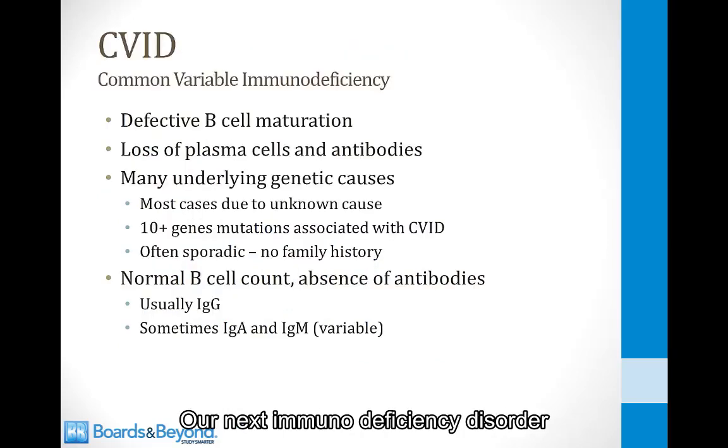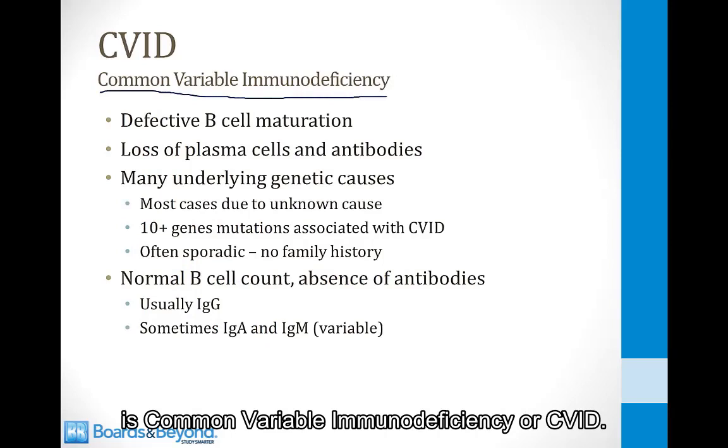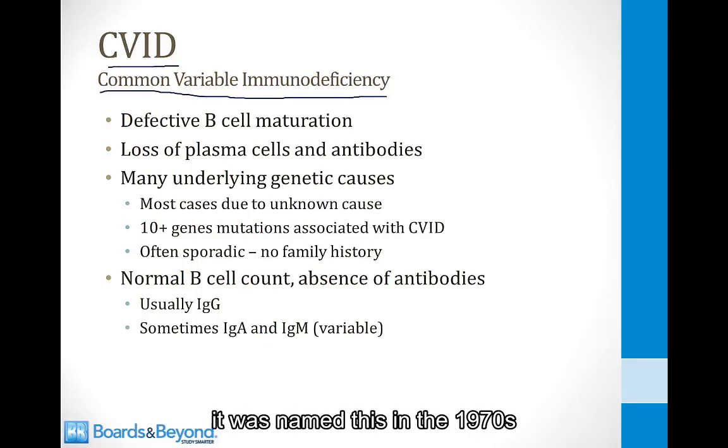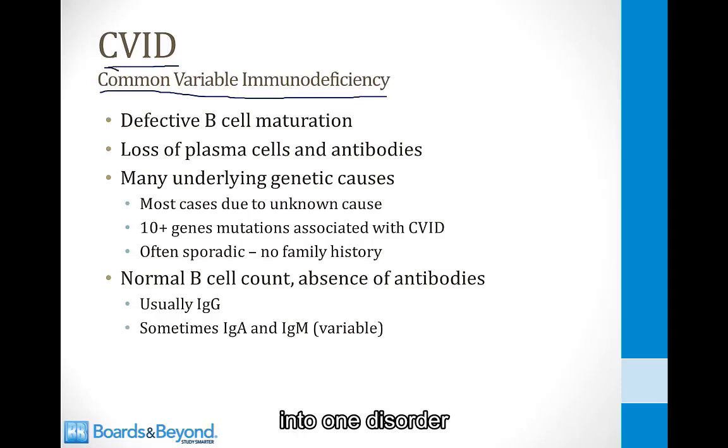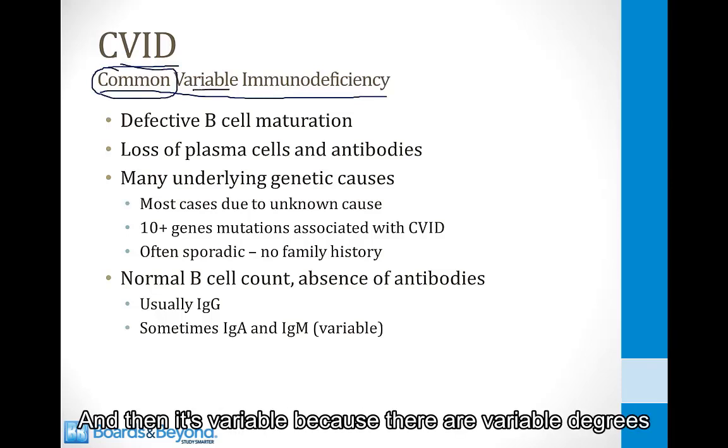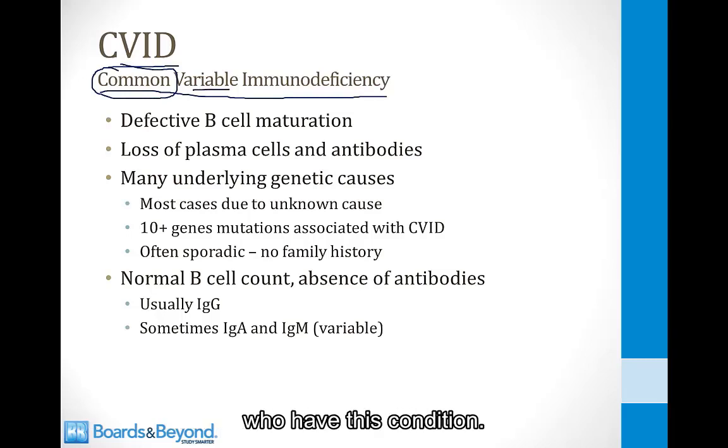Our next immunodeficiency disorder is common variable immunodeficiency, or CVID. This is a strange name. It was named this in the 1970s by the World Health Organization. What they did was lump together a bunch of rarer disorders into one disorder. That's why it gets the name common. And then it's variable because there are variable degrees of immunodeficiency within the patients who have this condition.